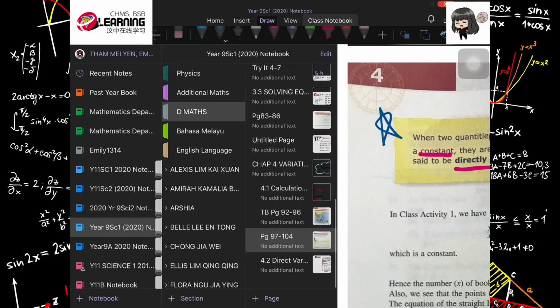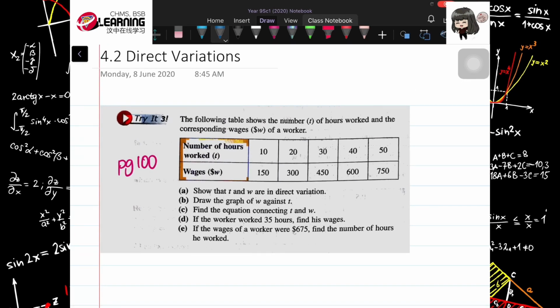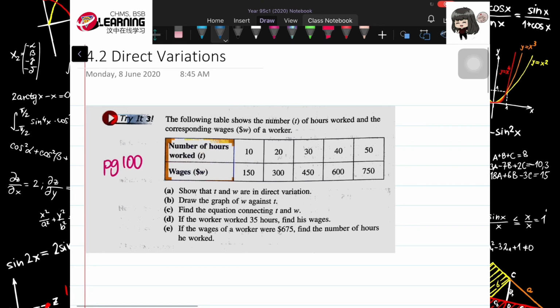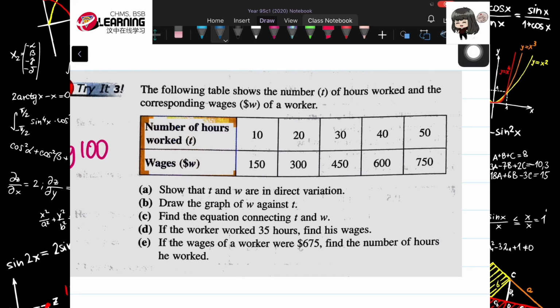Let's go to Try It 3, page 100. The following table shows the number of hours worked and the corresponding wages of a worker. Let's say you are a worker, working a number of hours. The more hours you work, the more wages you will receive, the more money you will get. And this we call a direct variation.